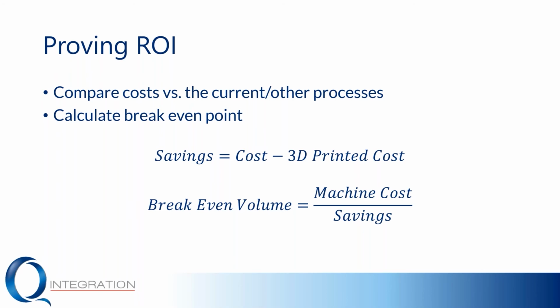So the first one we're going to do is calculate the break even point, which is simply the volume of parts we'd have to make for a given part to break even on our investment. All we need to do is calculate our savings per part, which is the traditional cost, or another cost that we're comparing it against, minus the 3D printed cost that we calculated previously. And the break-even volume is simply the machine cost or investment divided by the savings.